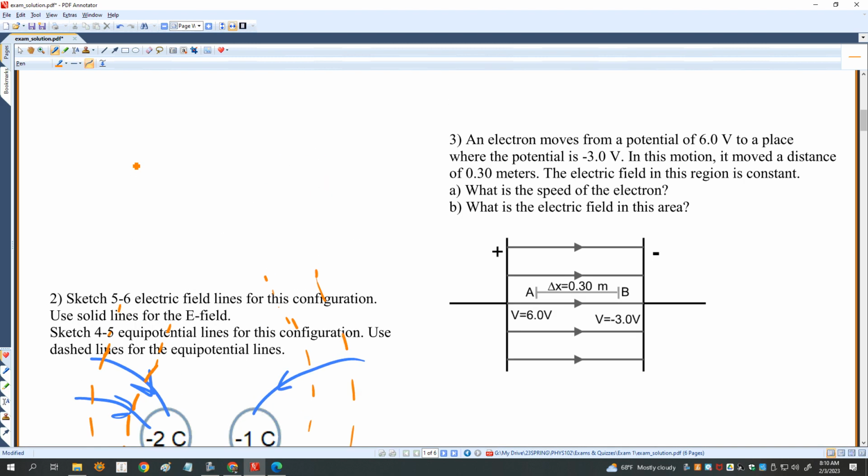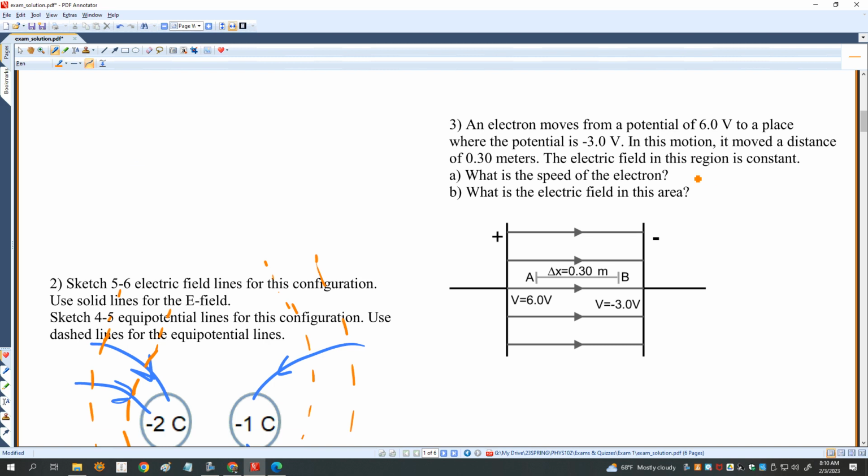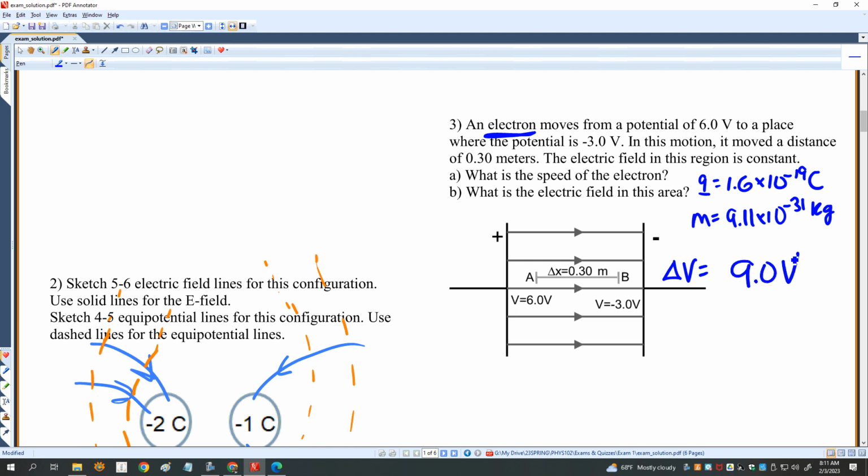All right, and then I have an electron, just remembering that an electron has a charge of 1.6 times 10 to the minus 19 coulombs, and then also the mass of an electron is 9.11 times 10 to the minus 31 kilograms. So let's just remember that as we're going through this. It's moving from a potential of 6 volts to minus 3 volts. That means that the change in potential is going to have a magnitude of a total of 9.0 volts.